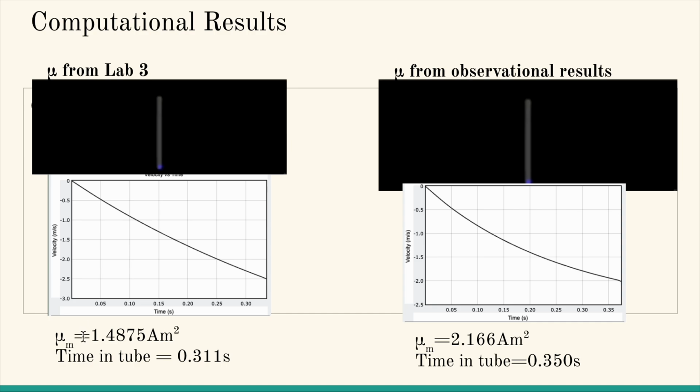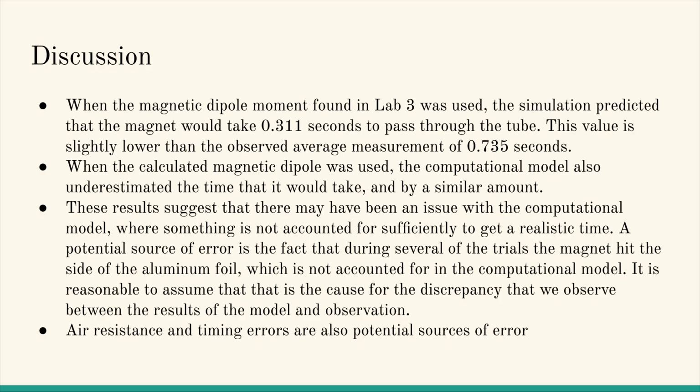We used the magnetic dipole from our lab 3 in one run of the model, and in another run we used an observational magnetic dipole to do our calculations. We saw from our results that the computational model, with both magnetic dipoles, underestimated the time it would take. It said about 3.1 seconds, and then 3.31 seconds when the computational model was used, and in real life it was around 7.35.